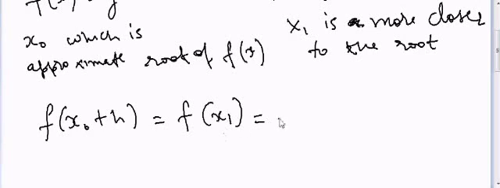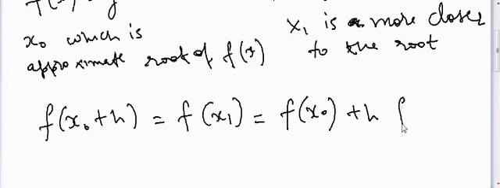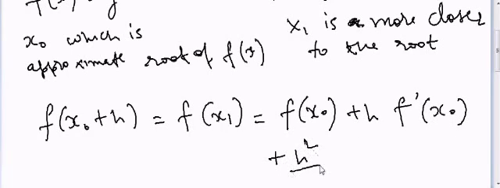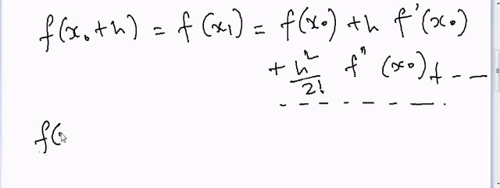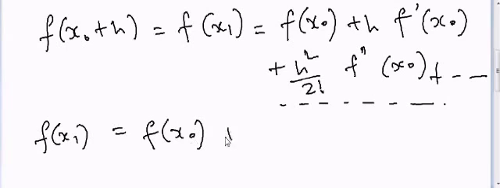If you use a Taylor series, then that will be equal to f of x0 plus h times f dash x0, plus h square divided by 2 factorial times f double dash x0. As you know that h is a very small number, so this quantity can be ignored. So we are left with f of x1 is equal to f of x0 plus h f dash x0.